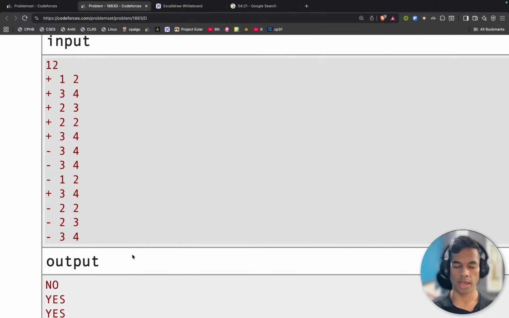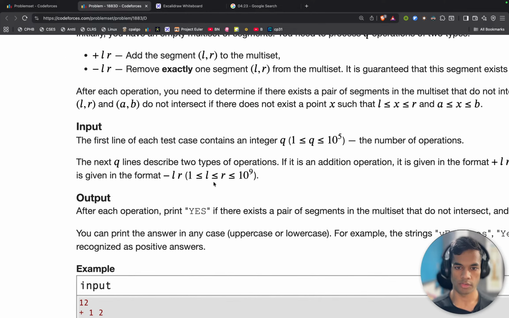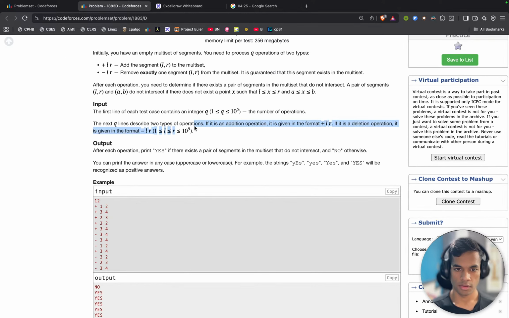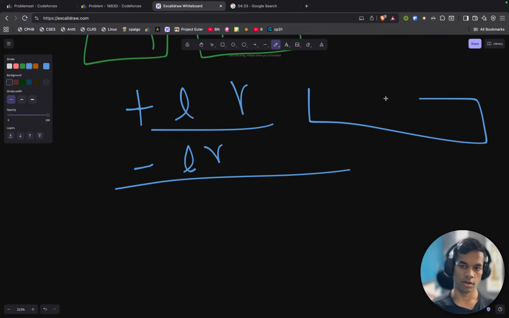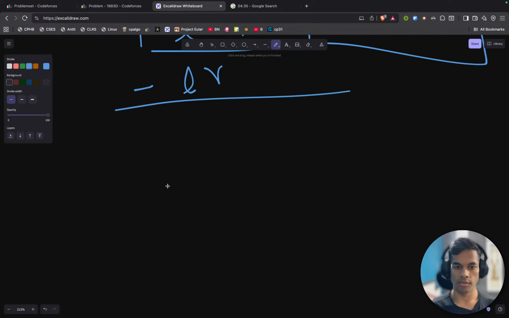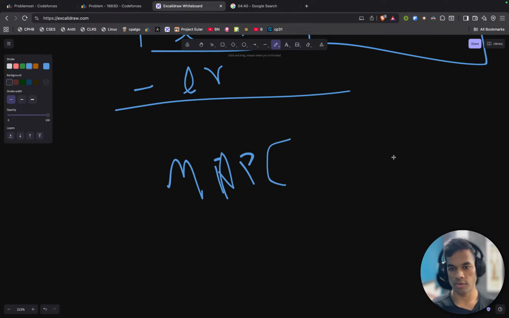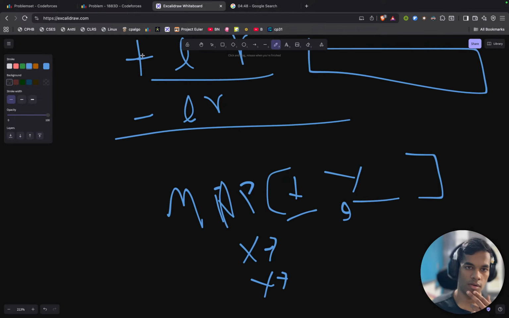We have to use a map first of all because L and R can go up to 10 power 9. So using an array does not make sense. We will have to use a map. And in the map, what would be the first value and what would be the second value? X and Y. What would X mean and what would Y mean?